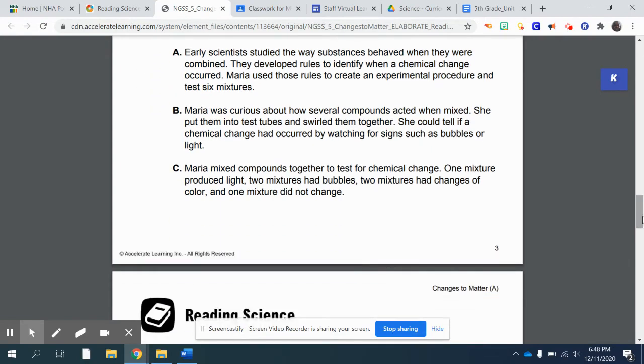B, Maria was curious about how several compounds acted when mixed. She put them into test tubes and swirled them together. She could tell if a chemical change had occurred by watching for signs such as bubbles or light.